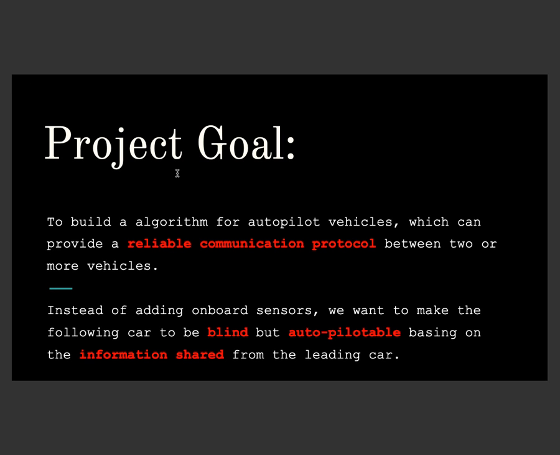So the project goal: we want to build an algorithm for autopilot vehicles, which can provide a reliable communication protocol between two or more vehicles. And the deliverable part here, which is what we want to show at the end of this quarter, is instead of adding onboard sensors, we want to make the following cars somehow blinded, but still autopilotable based on the information shared from the leading car.